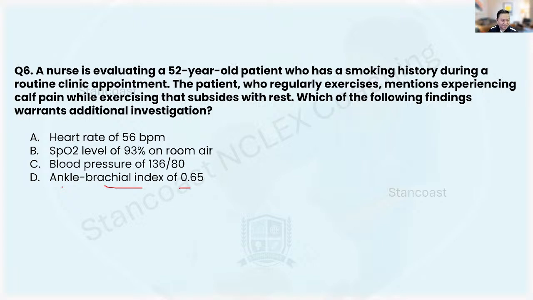Okay. I want you to read through the scenario, especially the medical history of the patient. Is this finding going to be a normal occurrence for this patient because they have this medical history, or is this going to be out of the ordinary? So I really want you to think outside the box here. Look into the data. A nurse is evaluating a 52-year-old patient who has a smoking history during a routine clinic appointment.